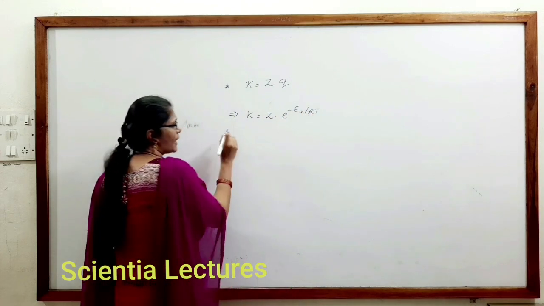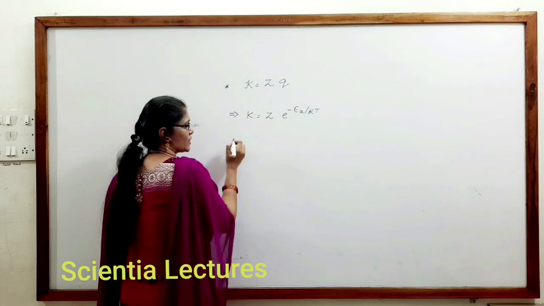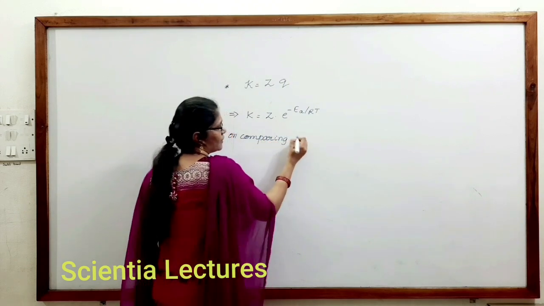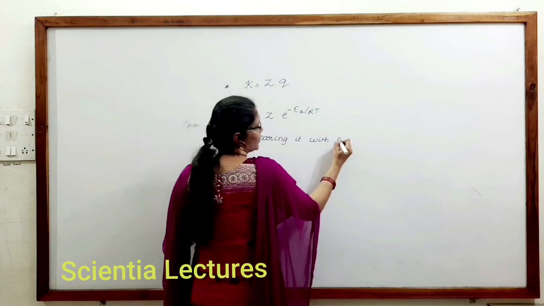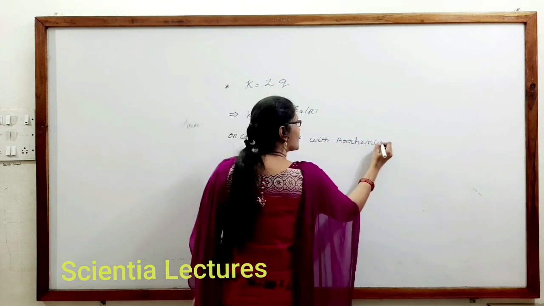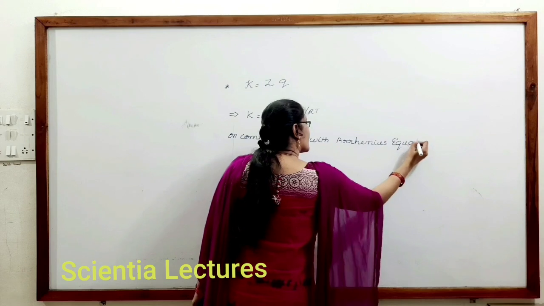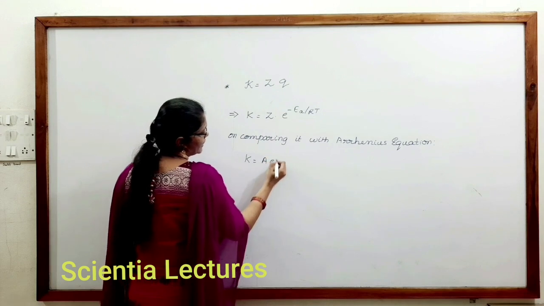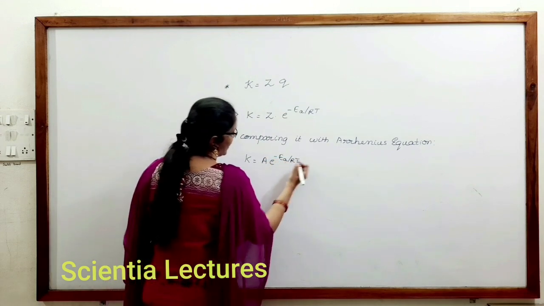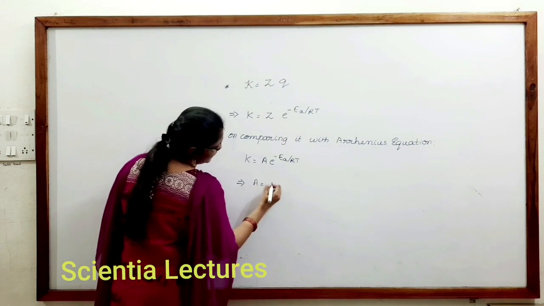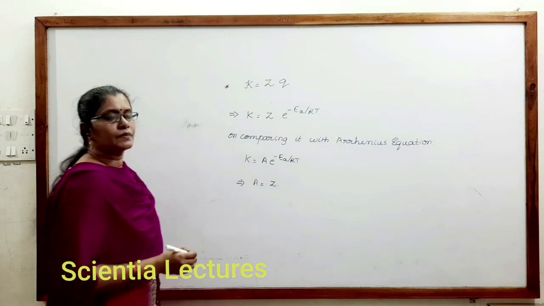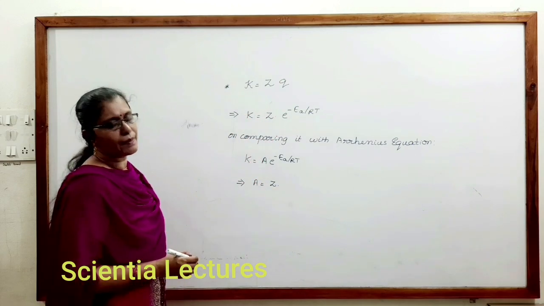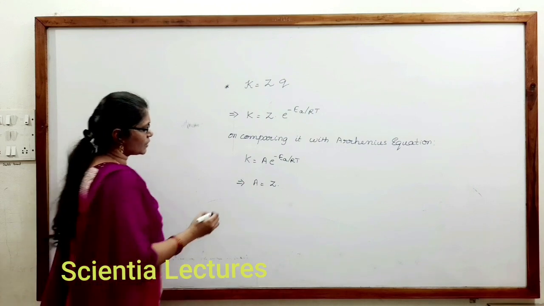If we compare this with Arrhenius equation, what is Arrhenius equation? K equal to A e power minus Ea by RT, which implies A must be equal to Z. Here you can observe that K equal to Z e power minus Ea by RT. Here K equal to A e power minus Ea by RT. So A must be equal to Z.